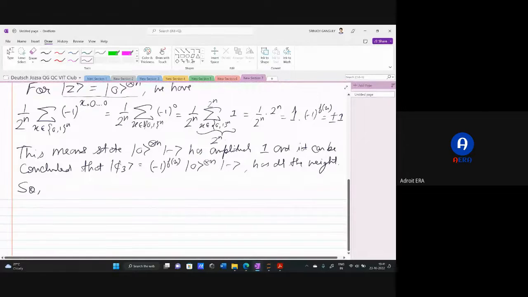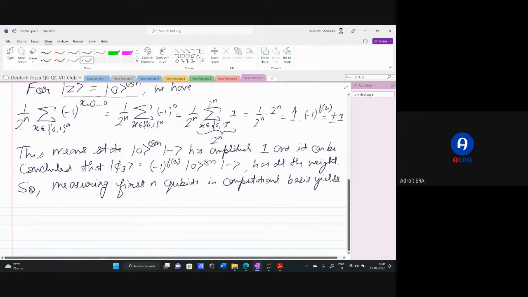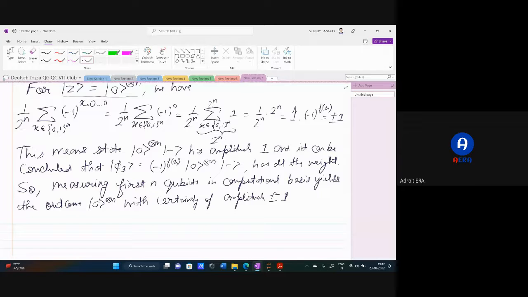Therefore, measuring the first n qubits in the computational basis yields the outcome ket 0 tensored n, with certainty of amplitude plus minus 1, which means that you have 100% probability of finding the ket 0, all 0 bit string in the first register, which means that the function is constant.